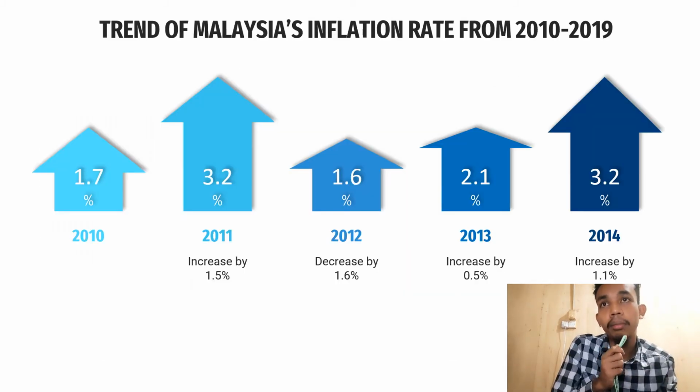From 2010, Malaysia's inflation rate was at 1.7% and increased to 3.2% in 2011. This happened because Malaysia's consumer price index, Malaysia CPI, increased by 3% by the first half of 2011. In 2012, the Malaysian inflation rate fell to 1.6%.